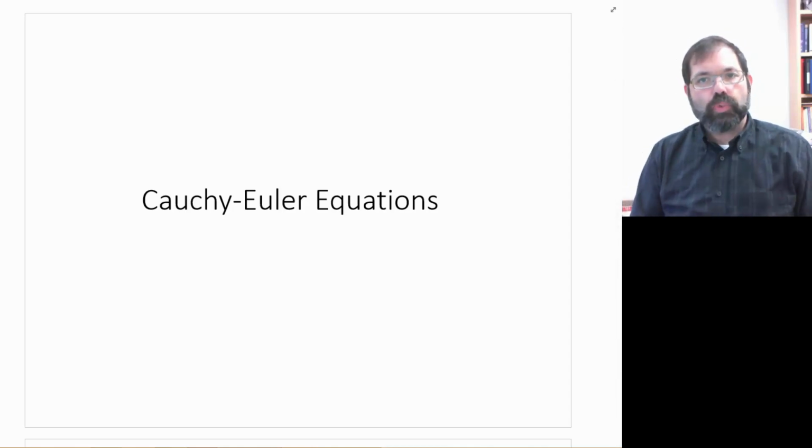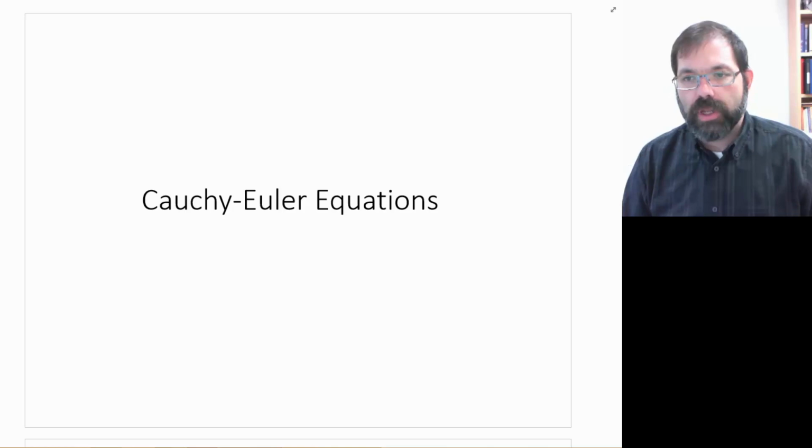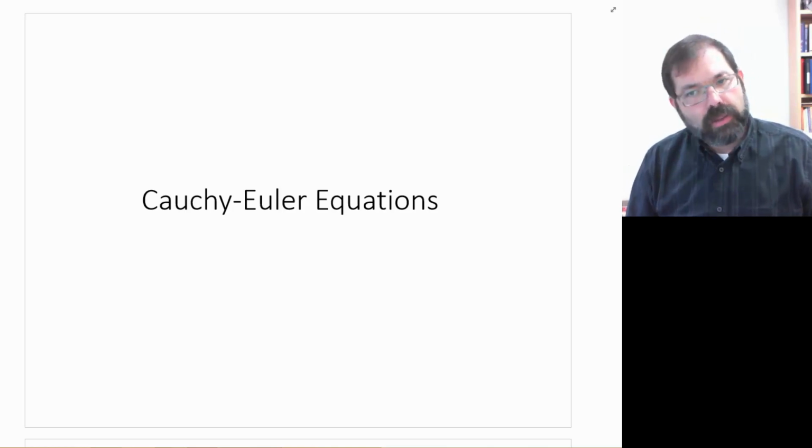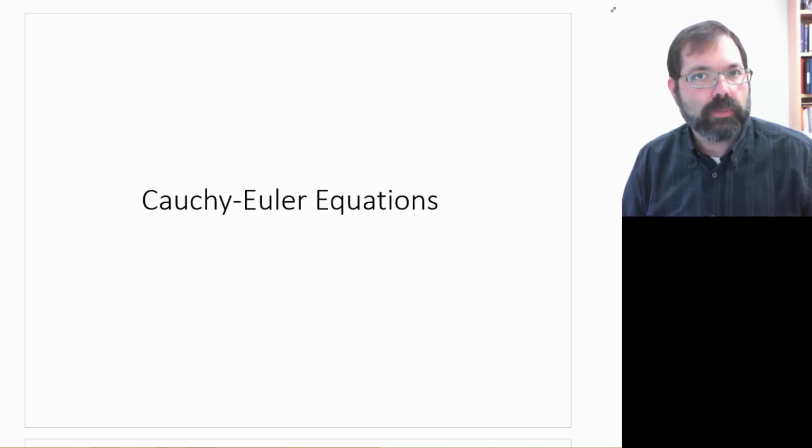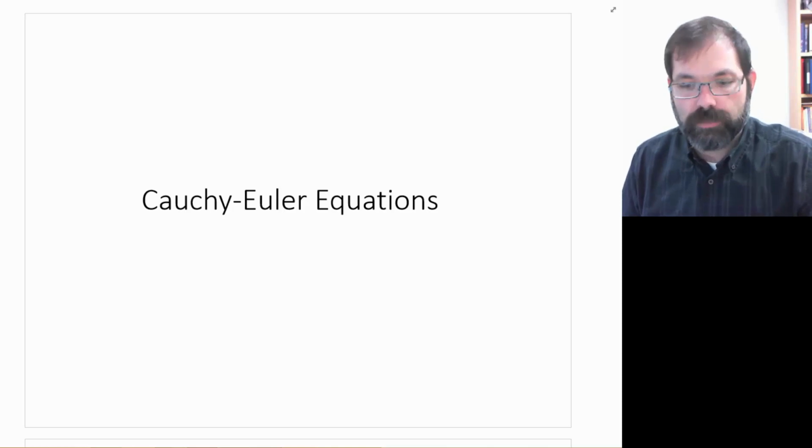Hello again. In this section, we're going to talk about Cauchy Euler equations. They're not the same, they're not constant coefficient. They have variable coefficients on the derivatives. But it turns out that we can use a similar process with a different assumption as we did for the constant coefficient equations in the previous section. All right, so let's take a look at them and see how to approach them.